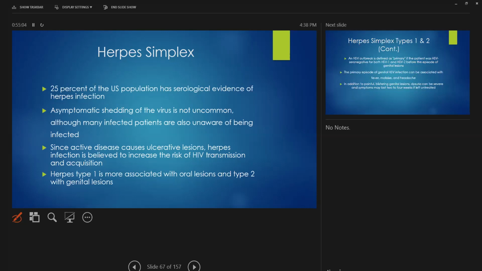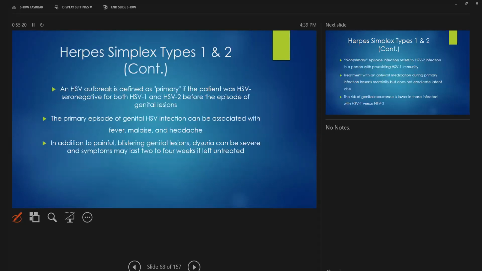So herpes 1 is more associated with oral lesions, whereas herpes 2 is associated with genital lesions. However, those have made some big crossovers over time, so it's not really a hard line there. So an HSV outbreak is defined as primary if the patient was HSV seronegative for both HSV1 and HSV2 before the episodes of genital lesions occurred.